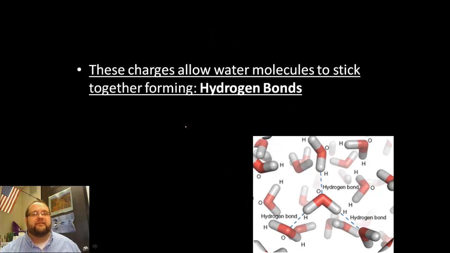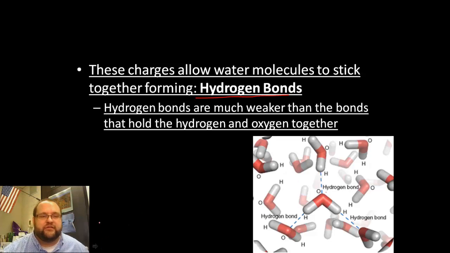For instance, these charges will allow water molecules to stick together, forming hydrogen bonds. So if we look down here, let's zoom this in so we can look at it. Hydrogen bonds are much weaker than the bonds that hold hydrogen and oxygen together. So it's a weaker type of bond than the bond holding this oxygen and this hydrogen together. It's a weaker bond, but it is still a bond that holds the water molecules together.